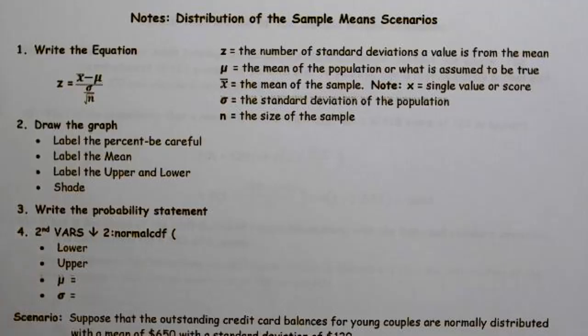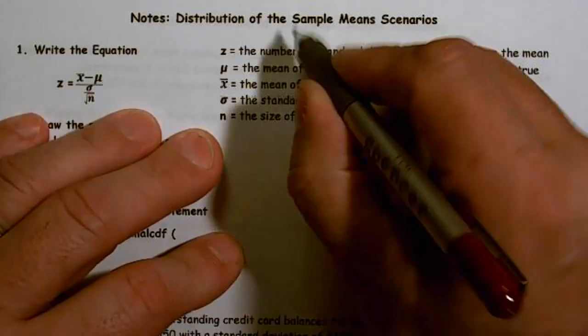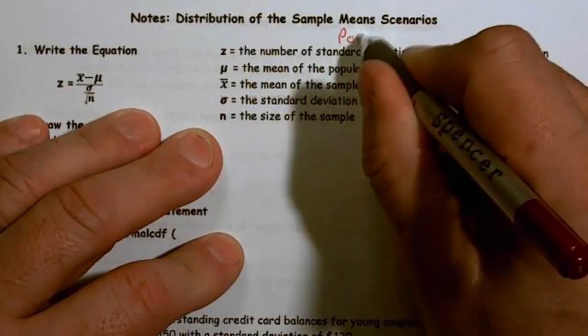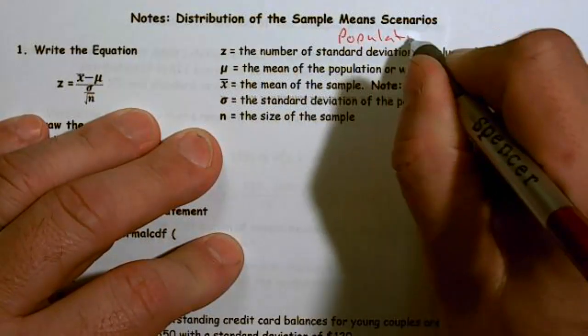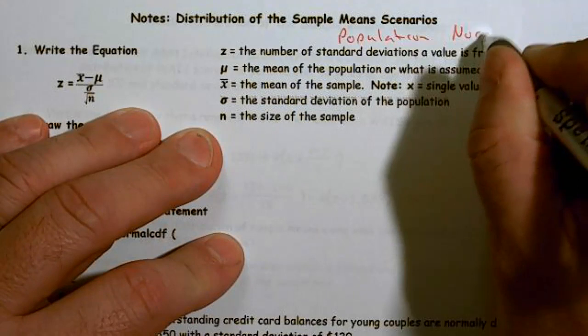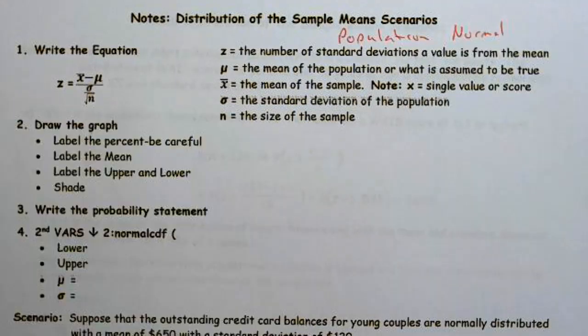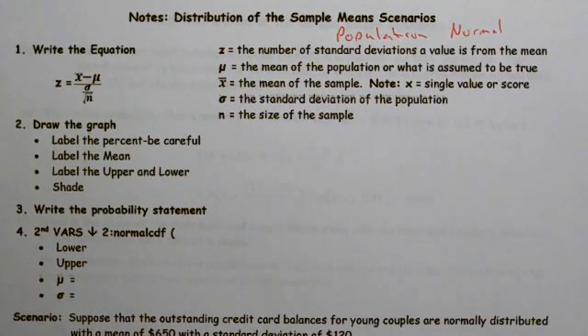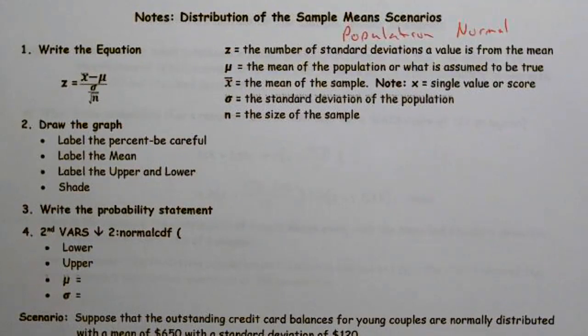Okay, in this video, we're going to focus on the distribution of sample means, but we're going to do so when the population happens to be normal. The reason that's important to distinguish is because if the population is normal, I can use the normal distribution or the normal percentages regardless of the sample size, even if the sample size is 1. If it's not normal, then I need a sample size of 30 or larger.